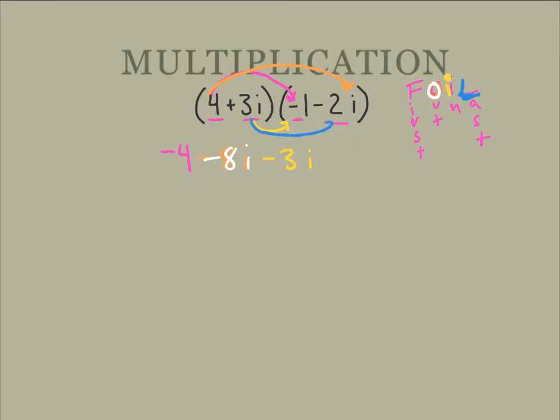And then last we have the last terms. So 3i times negative 2i. Negative 6. How many i's do we have? 1, 2. So i squared. Now we combine our like terms. So we can combine the ones with just a singular i together. So that would be negative 8i minus 3i. So what's negative 8i minus 3i? Awesome. Negative 11i.